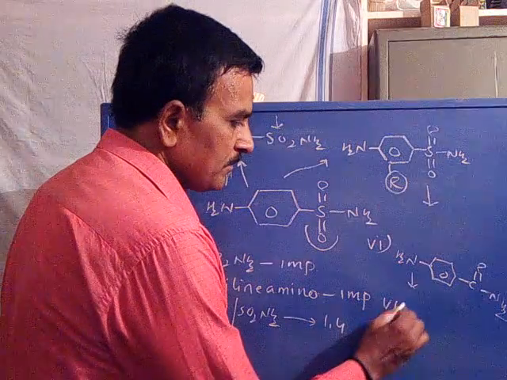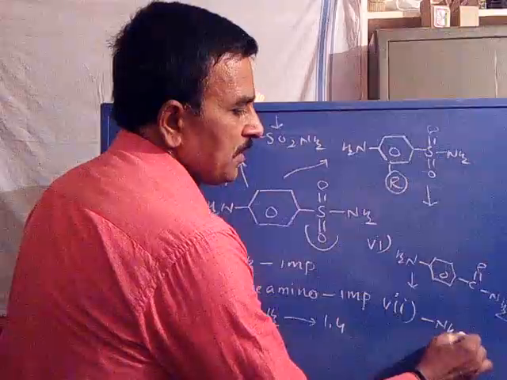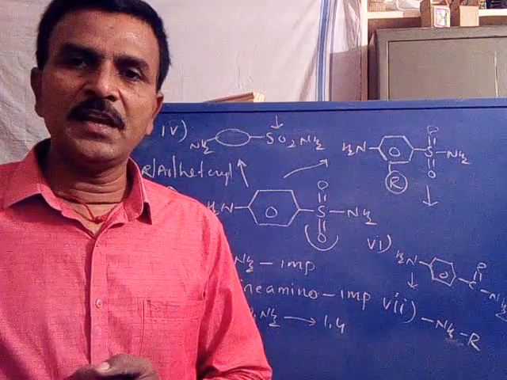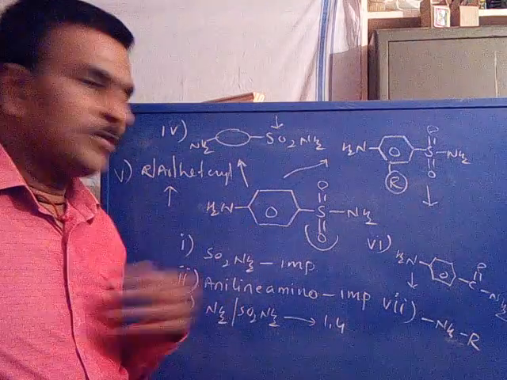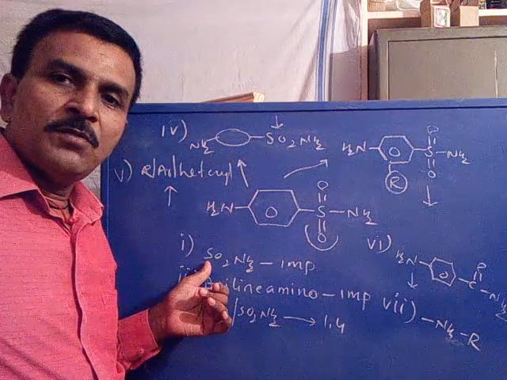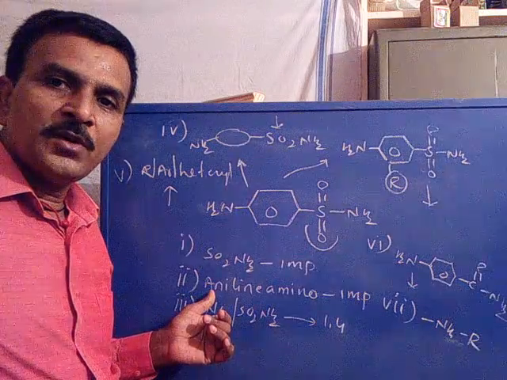Seventh one, NHR. This is the relation. Is it clear? Now the structure activity relationship study of sulfonamide indicated that the SO2NH2 sulfonamide group is essential, the aniline amino group is also essential.